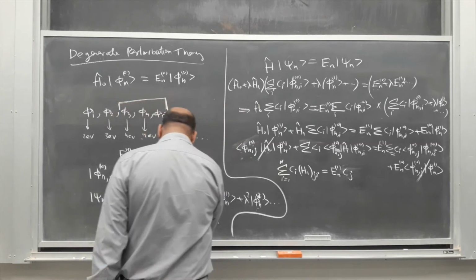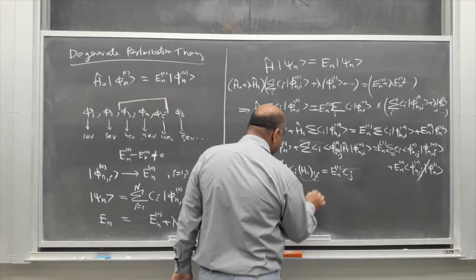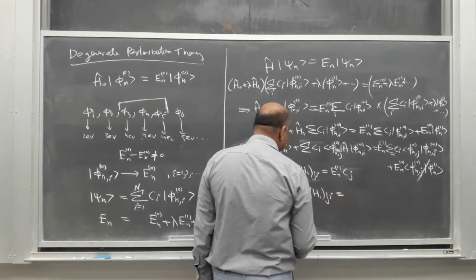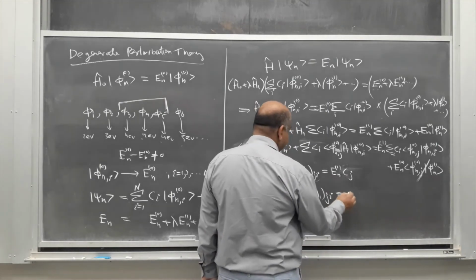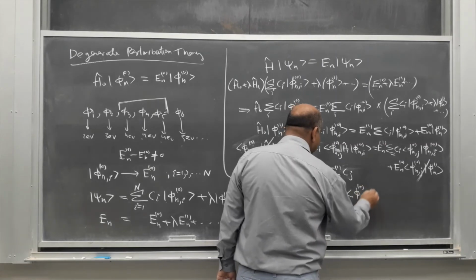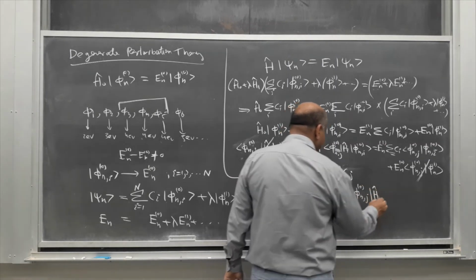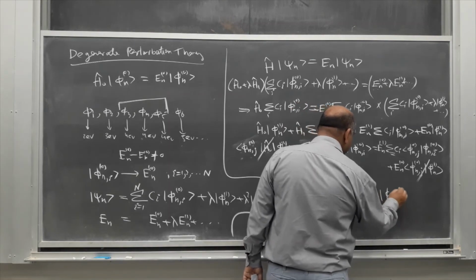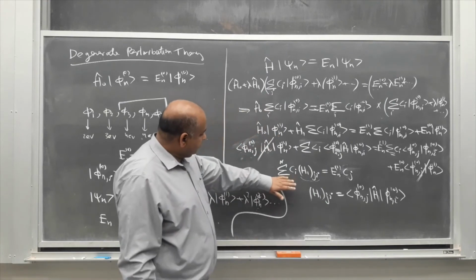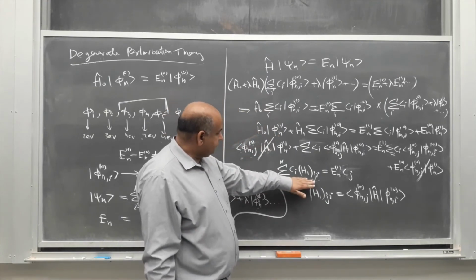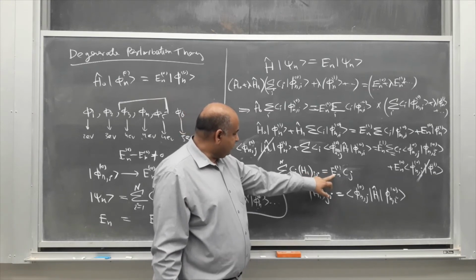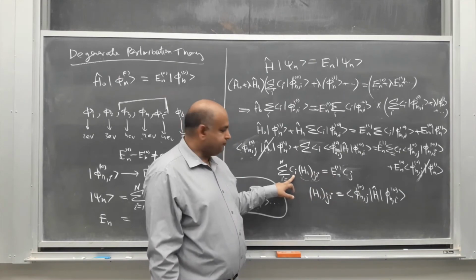where this new symbol that I have introduced, h1 ji, is nothing but a shorthand for phi nj 0 h1 phi ni 0. And we now have a system of equations that we can solve to find En1 and to find all the coefficients. Let's see how.